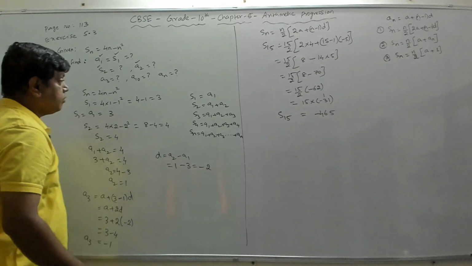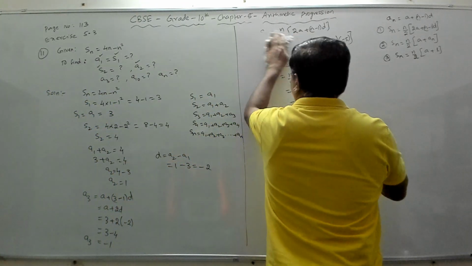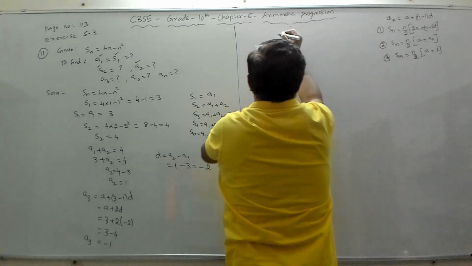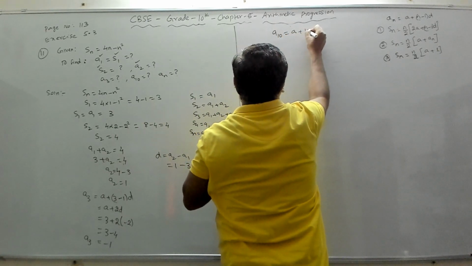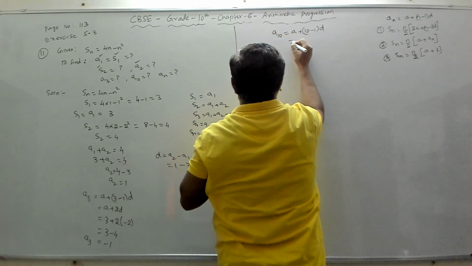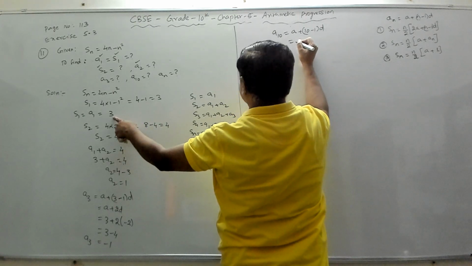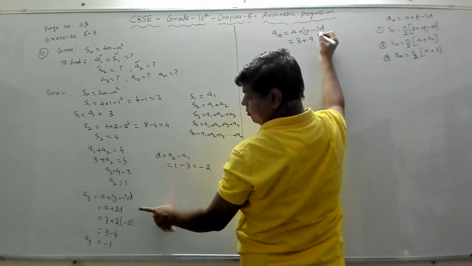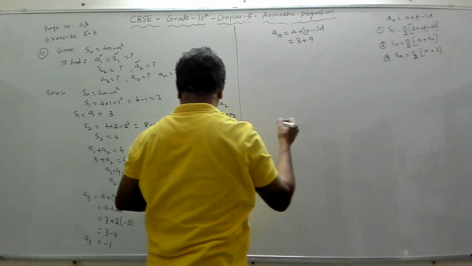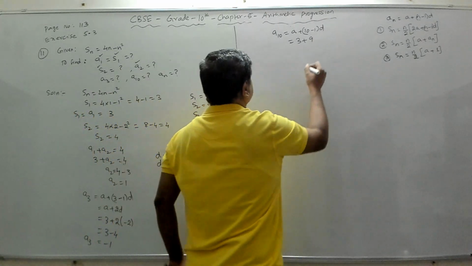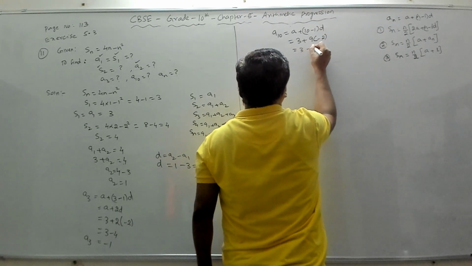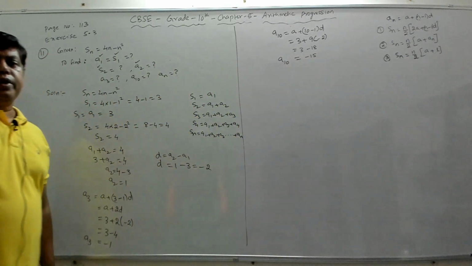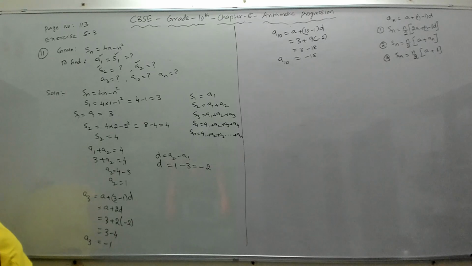Right, now we have got A3. We can find A10. So A10 is what? Again, we can use the AN formula. So A10 is A plus 10 minus 1 into D. That is equal to A. A is the first term, which is 3, plus 10 minus 1, which is 9, into D. D is minus 2. So that gives you 3 minus 18, which is minus 15. That is your A10, which means the 10th term is minus 15.